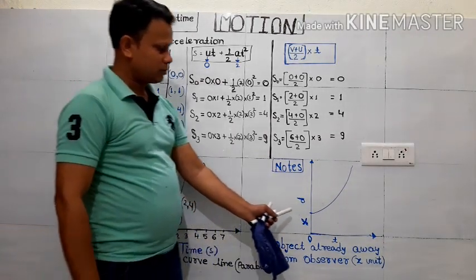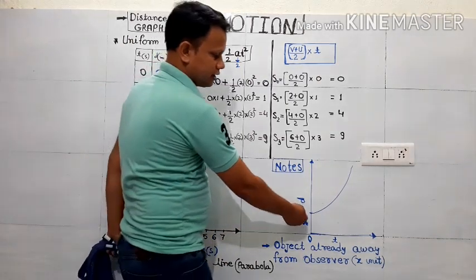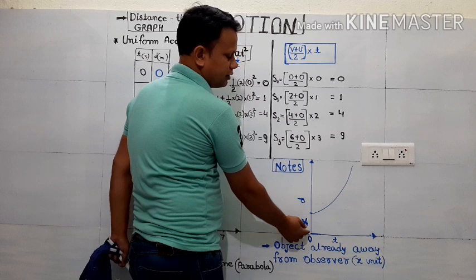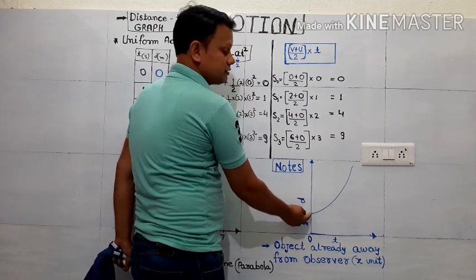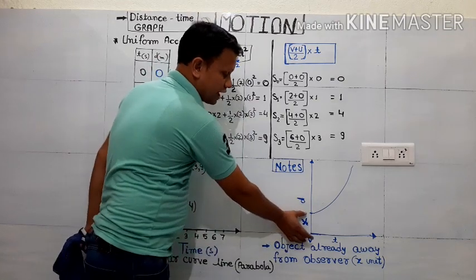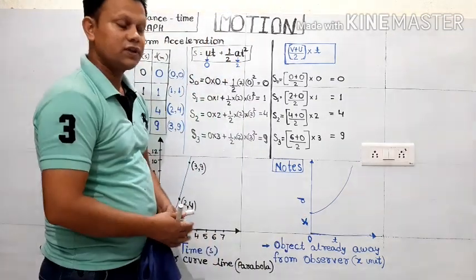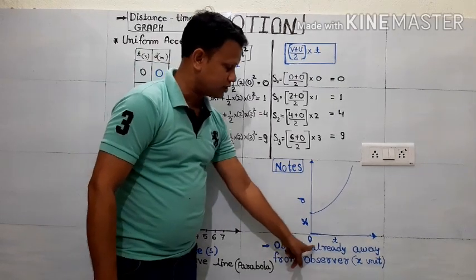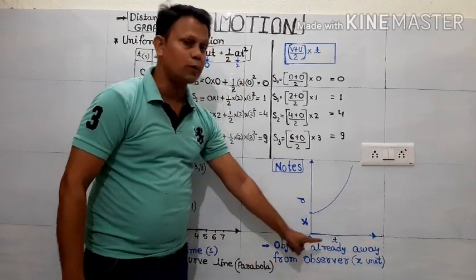Now I have drawn one more graph here. Here you can see that again it's a regular curve I have made, but it rises a bit, at a bit of height we are drawing it. So what is this height in this graph on the vertical line showing? This is showing that the object is already away from the observer.